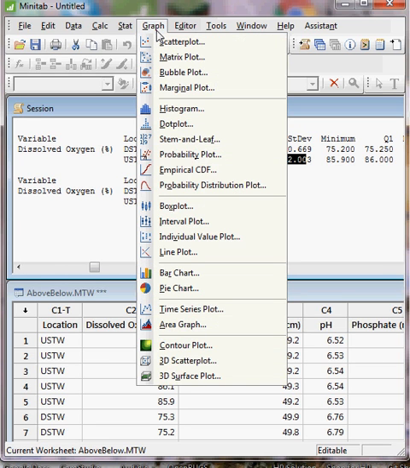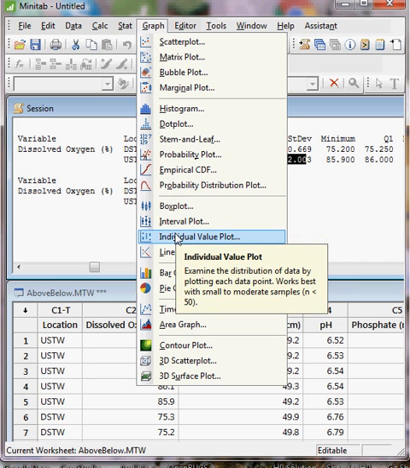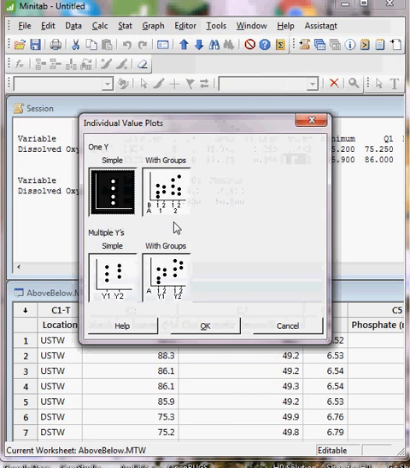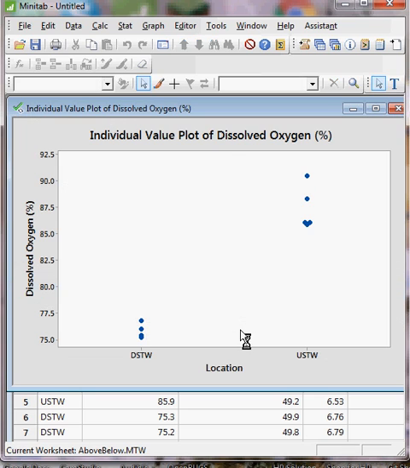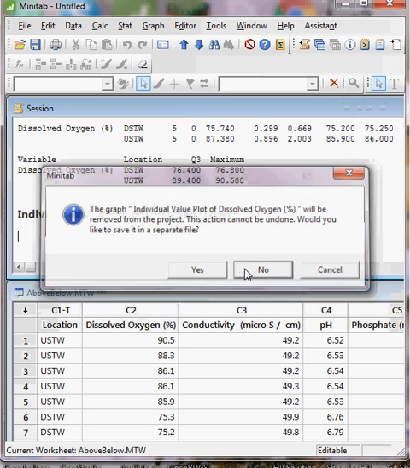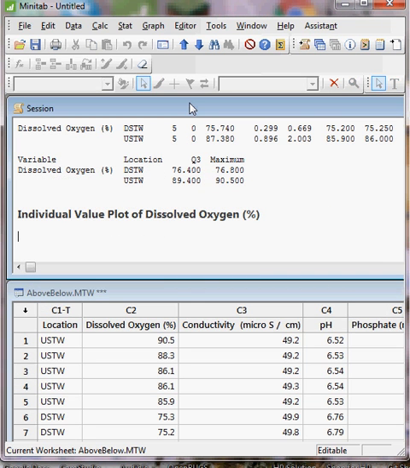We could again do some kind of graph. With a larger data set we might do a box plot. Small data set, we'll just do an individual values plot. Again, we have groups. We're interested in dissolved oxygen, and we're interested by location. If you have a look at the plot, this is telling us something about the data that we've recorded. Okay, so we won't save that graph, we were just doing a little check ourselves.